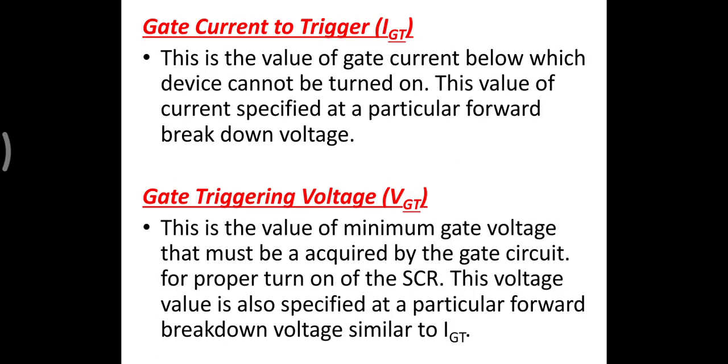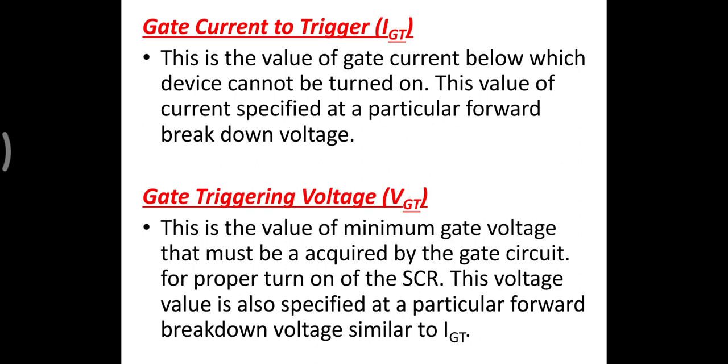See, first one, gate current to trigger. The name itself indicates how much current is required to turn on the SCR. See the definition: it is the value of gate current below which the device cannot be turned on. The value of current is specified at a particular forward breakdown voltage.